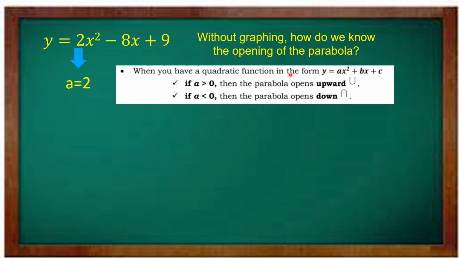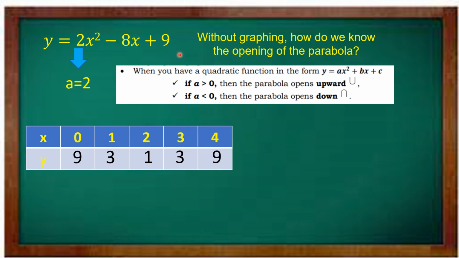So, when you have a quadratic function in the form of y is equal to ax squared plus bx plus c, if your A is greater than 0, lahat ng positive yon, the parabola opens upward. E paano pag negative? Halimbawa, negative 1, negative 2, negative 3. Less than 0 po yon. So, then the parabola opens downward. Okay. So, that's how we know whether the parabola opens upward or downward given the equation of the quadratic function without graphing.